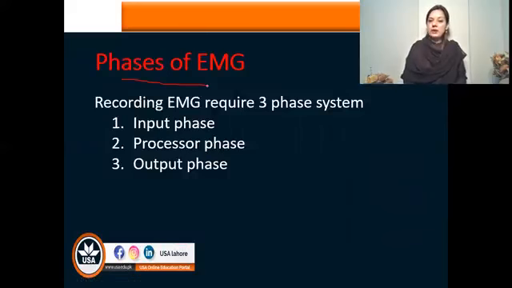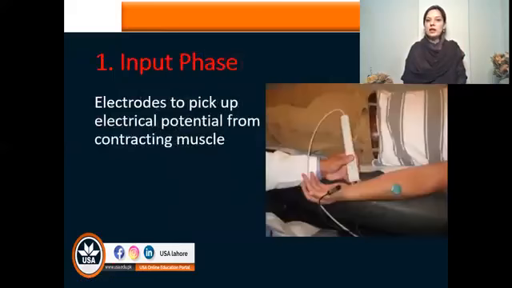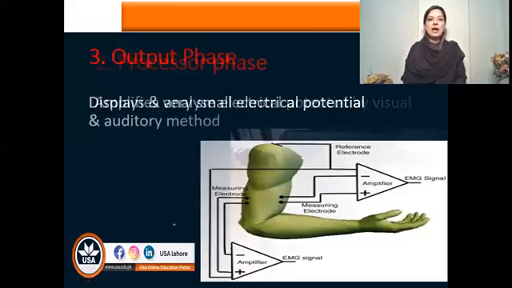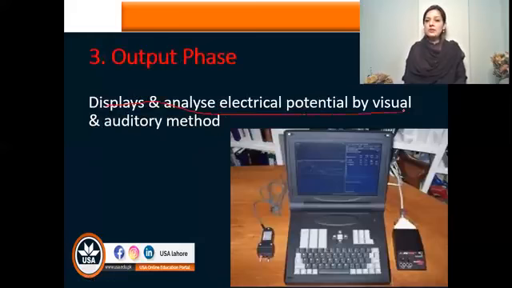The phases of EMG include three steps. Number one is the input phase, number two is the processor phase, and the third is the output phase. In the input phase, electrodes pick up the electrical potential from the contracting muscles and convey it to the processor phase, where the signals are amplified. As the signals are very small, they get amplified. The third is the output phase, where we display and analyze the electrical potential by visual or auditory methods.